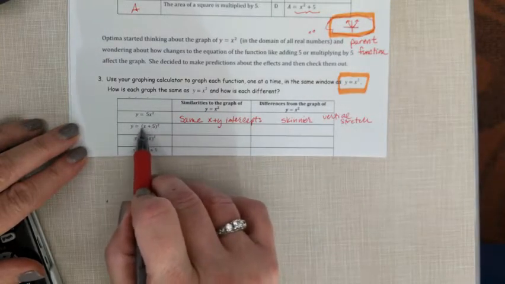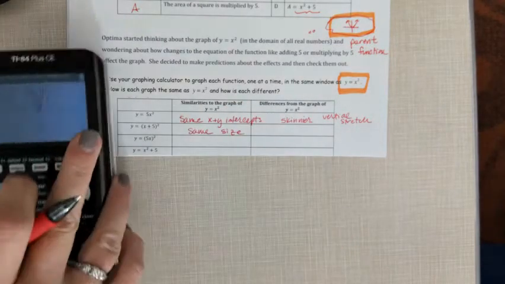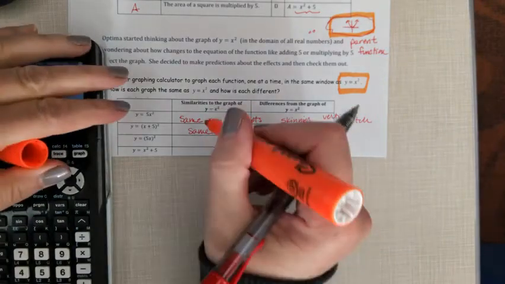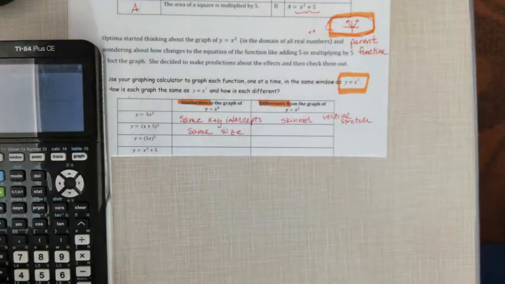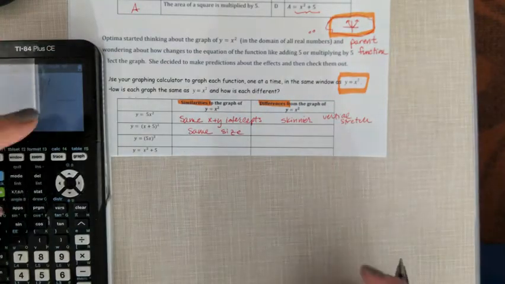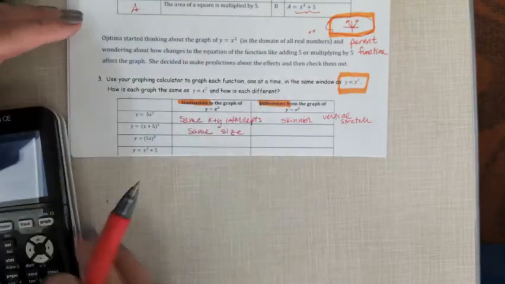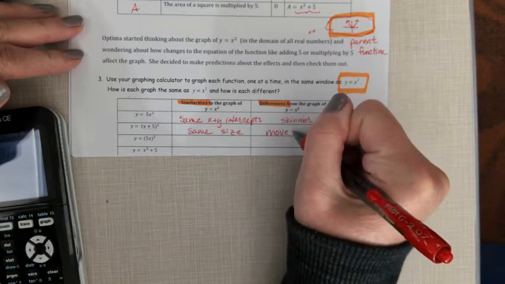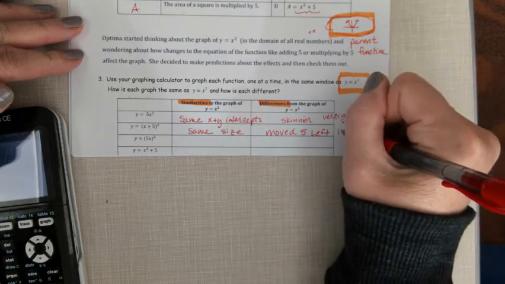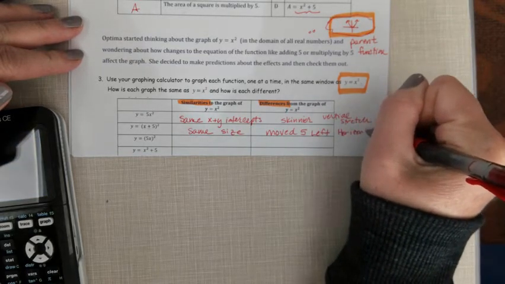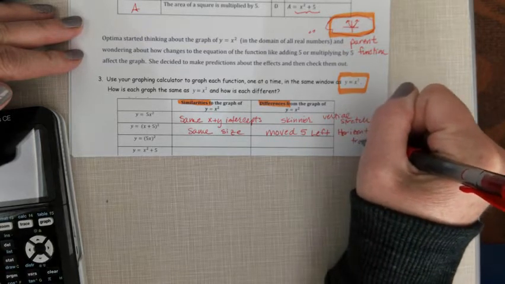This here, it's the same size. So on the left here, just in case you missed that, are similarities. On the right are differences. And this graph is this guy here. So it's moved 5 to the left. We call that a horizontal translation. Horizontal is anything left and right.